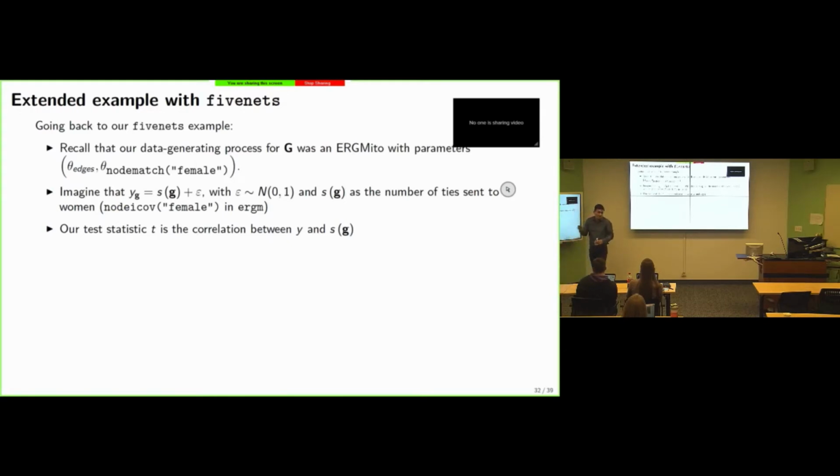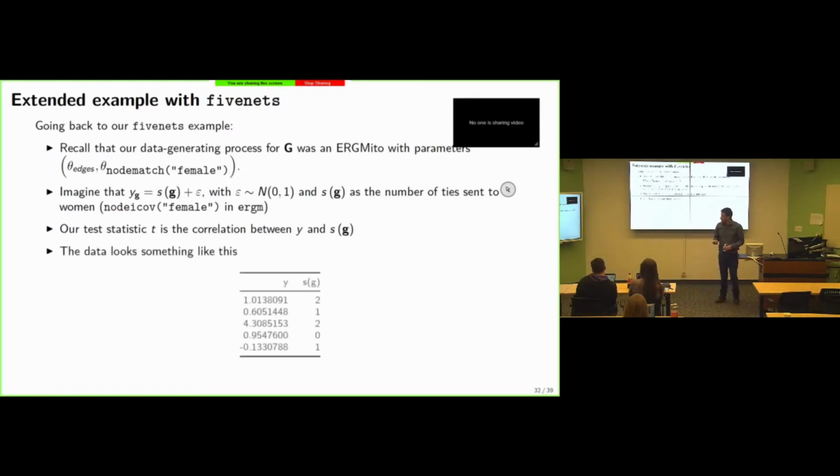Because this is just a proof of concept, right? We want to see if this is giving us a sensible result. This is how the data looks, okay? Again, here is just the ERGM statistic. This is the number of ties that females receive, okay? 201, 201 in the networks 1, 2, 3, and 5. 1, 2, 3, 4, 5.